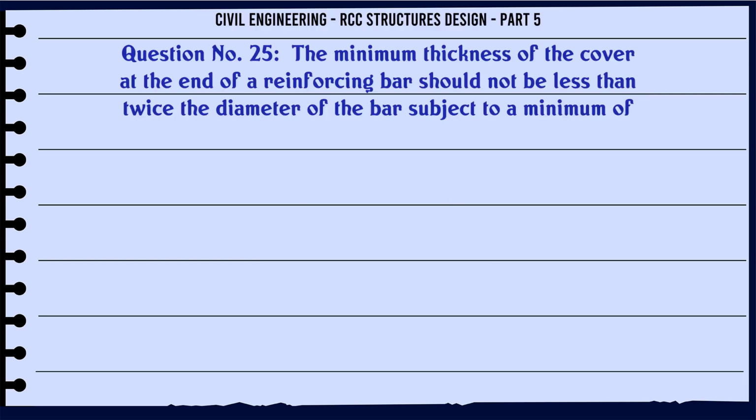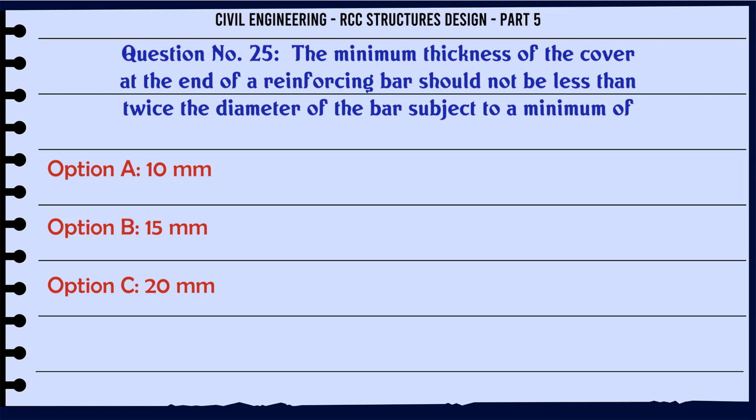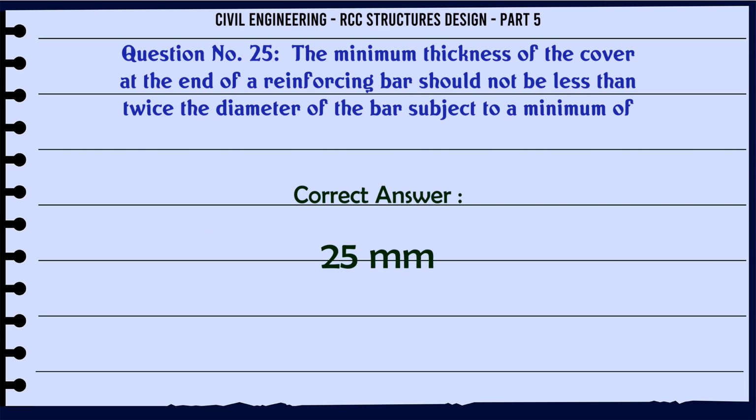The minimum thickness of the cover at the end of a reinforcing bar should not be less than twice the diameter of the bar, subject to a minimum of A. 10 mm, B. 15 mm, C. 20 mm, D. 25 mm. The correct answer is 25 mm.